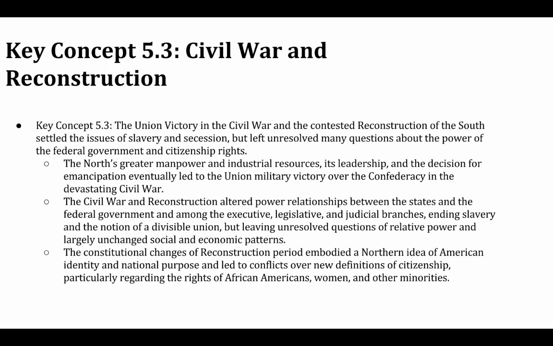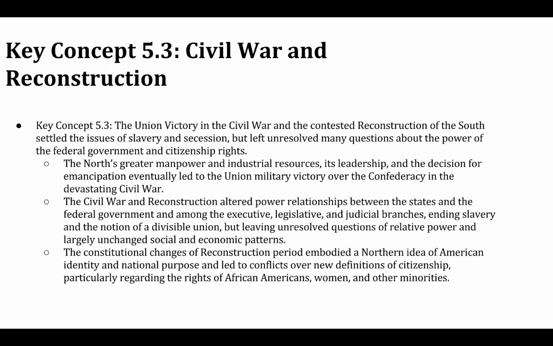We'll then focus a lot of our attention on Reconstruction, the period of time after the Civil War when the South is brought back into the Union and there is an attempt made to give African Americans full equality under the law, but ultimately that fails.